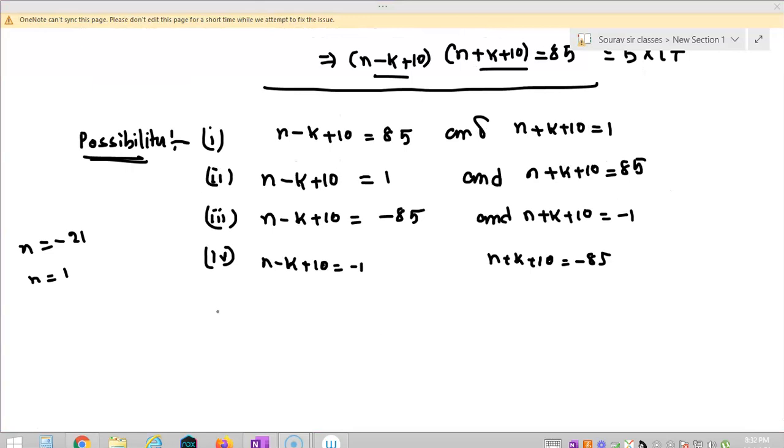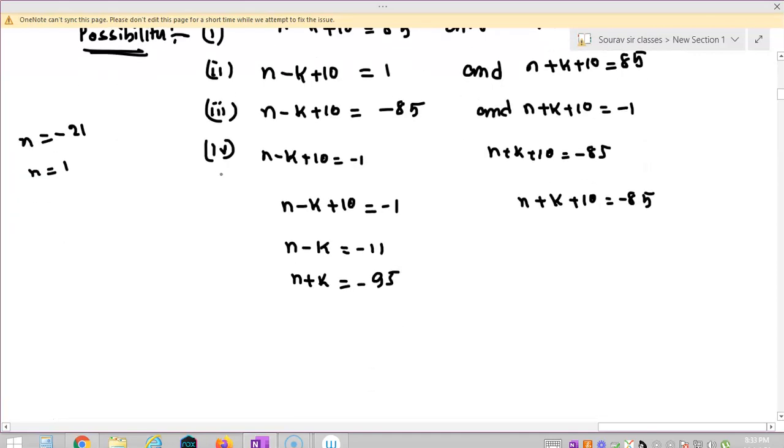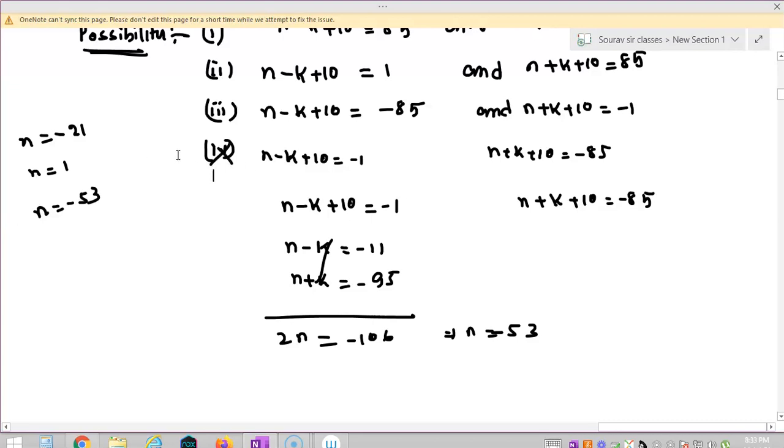Now let us solve this fourth equation, which says that n minus k plus 10 is equal to minus 1 and n plus k plus 10 is equal to minus 85. So it will give n minus k is equal to minus 11 and n plus k is equal to minus 95. Okay, so adding these two, I will get 2n is equal to minus 95 minus 11, so minus 106. So the value of n is minus 53. So we got another value of n is equal to minus 53, right? So we have solved the equation 4 and we got the value of n is equal to minus 53.